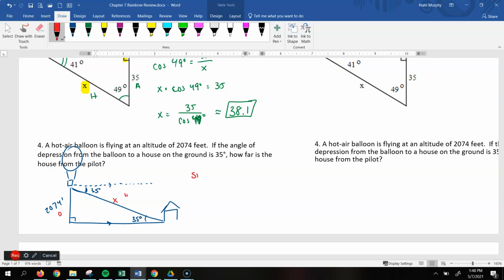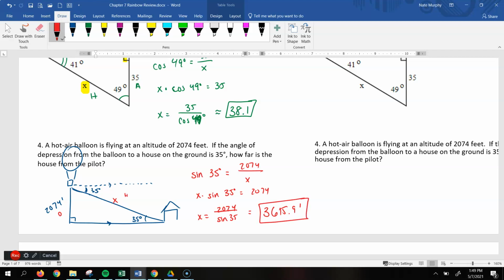So it would be the sine of 35 degrees equals the opposite, 2,074 feet, divided by the hypotenuse, which I'm trying to find. So we multiply both sides by x, and so we have x times the sine of 35 degrees equals 2,074. So to find out what x is, we would divide by sine of 35. And when you take 2,074 divided by sine of 35, we get 3,615.9 feet.